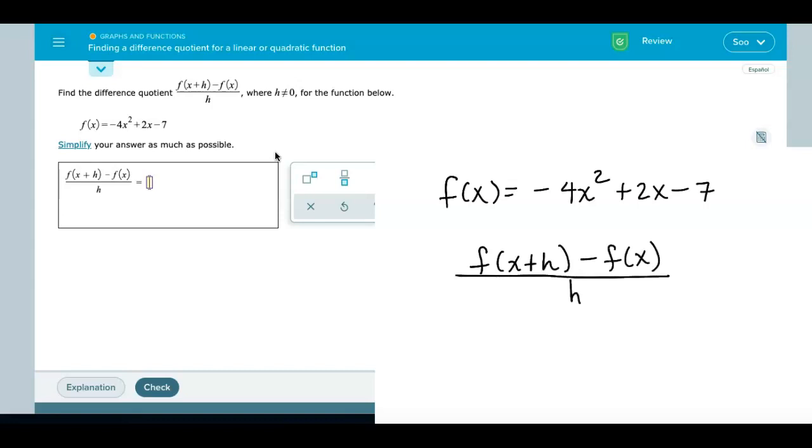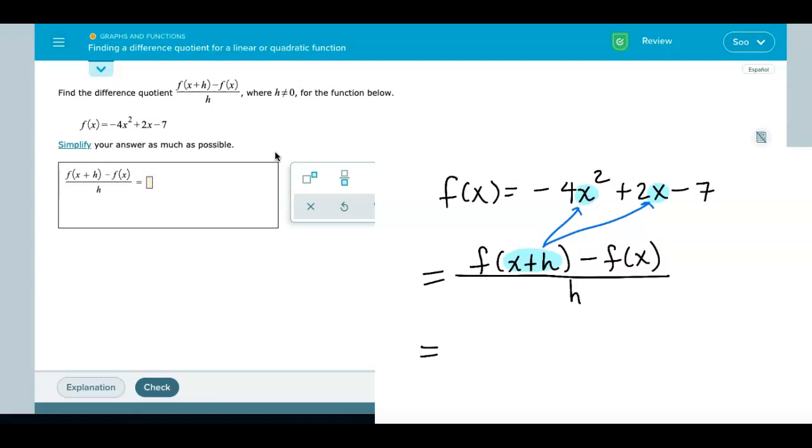the first thing that I need to do is plug in x plus h wherever I see x. Where do you see x? There is negative 4x squared. Here's x plus 2x. So I need to plug in this x plus h in two places this time. Right there and right there. For my f of x plus h.